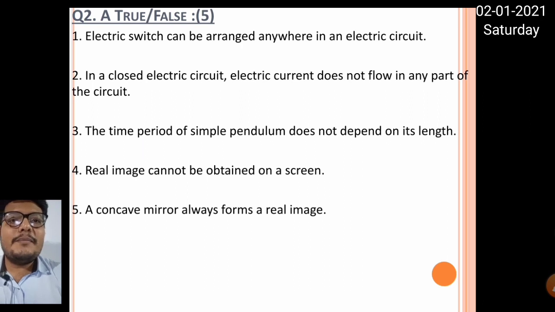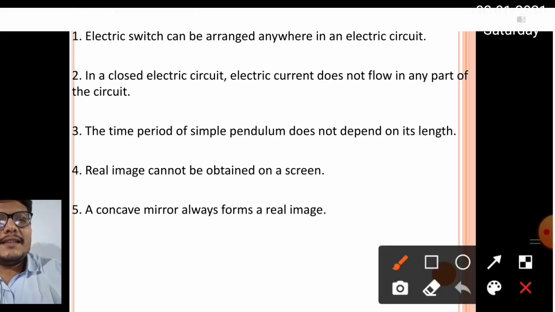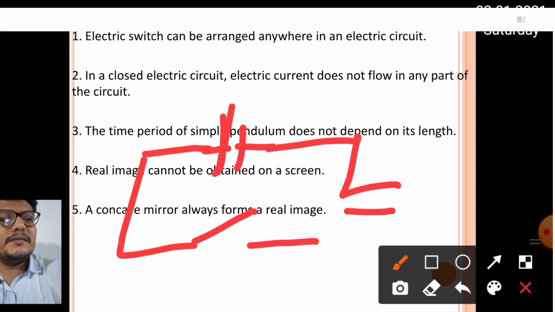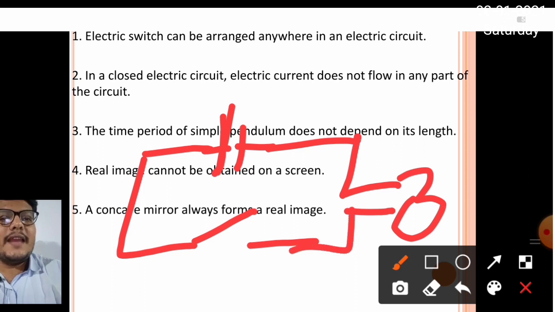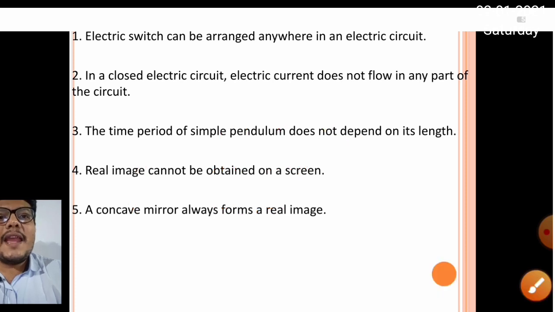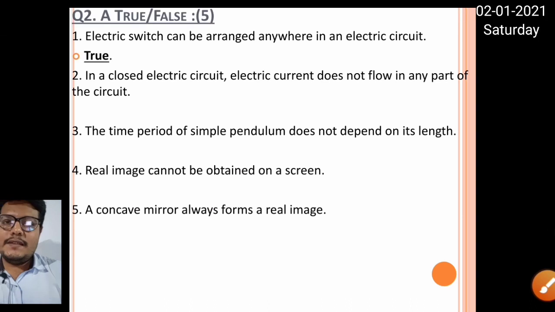First one, electric switches can be arranged anywhere in an electric circuit, right? So yes, look here. Let's take the example of this electric circuit. If I'm keeping my switch here, and battery is connected here, and bulb is here, then also I can keep the switch here. Turning on and off is required to switch on the bulb. So yes, we can keep the switches anywhere. So it is true.